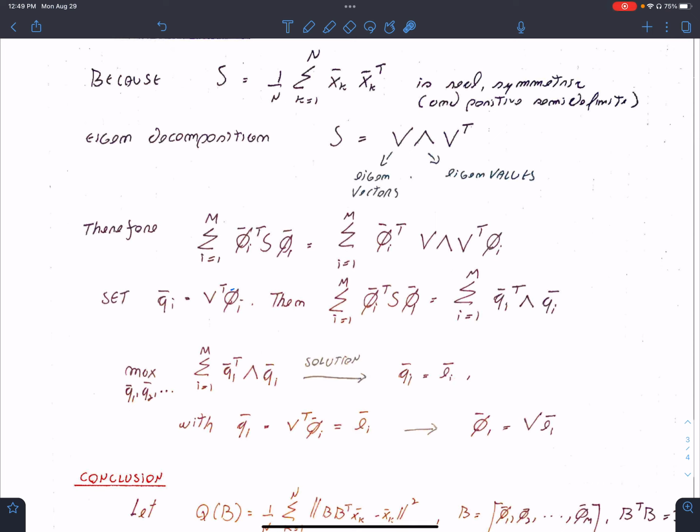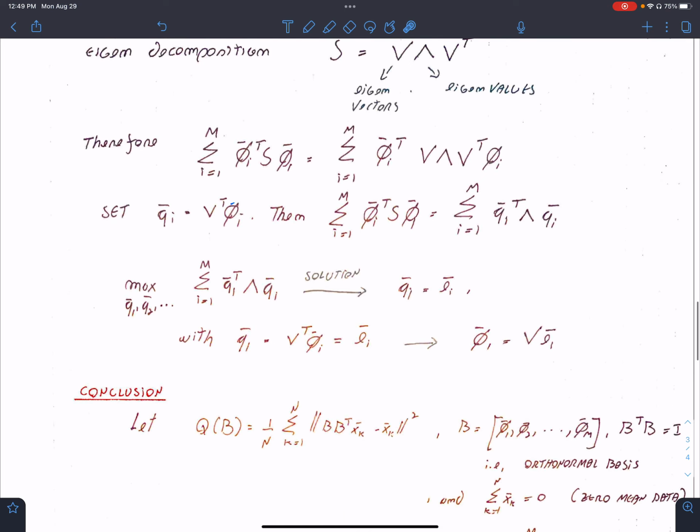So that's given. Where now k_i is V transpose Phi, which is given by e_i, as we just made the argument for. Of course, this matrix of eigenvectors is orthonormal, so V transpose V is the identity, and so is V V transpose. So if I multiply both sides by V, I get my Phi back. So this is Phi.